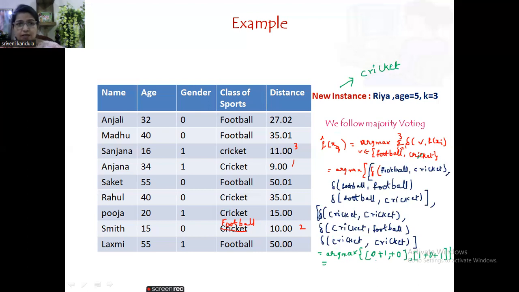In the next session, we will see how KNN will work for a real value target function.